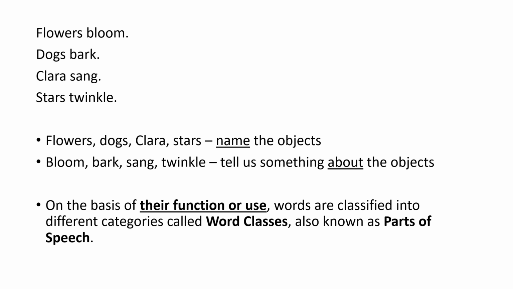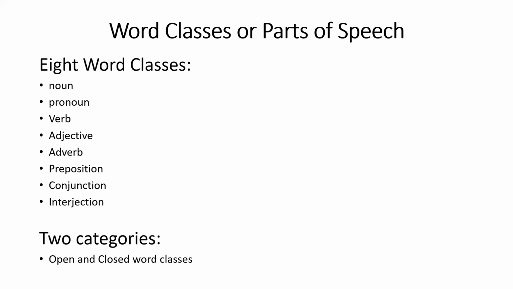On the basis of their function or use, the words in the English language are classified into different groups called word classes, also known as parts of speech. There are 8 word classes. You have noun, pronoun, verb, adjective, adverb, preposition, conjunction, and interjection. These 8 word classes are divided into 2 types: open and closed word classes.